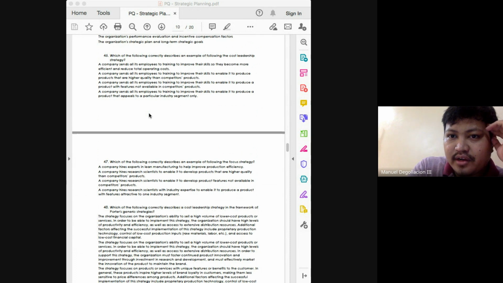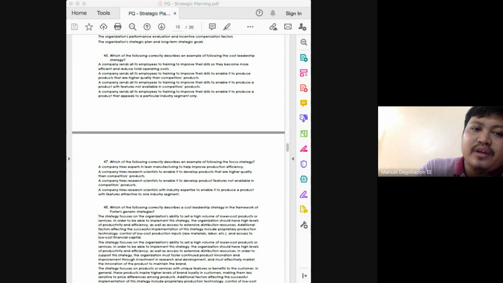46, which of the following correctly describes an example of following the cost leadership strategy? When we're talking about cost leadership, let's check it. A company sends all its employees to training to improve their skills so they become more efficient and reduce total operating costs. This could be our answer. A company sends all its employees to training to improve their skills to enable it to produce products that are higher quality than competitors' products. So now you're trying to differentiate your products from the others.